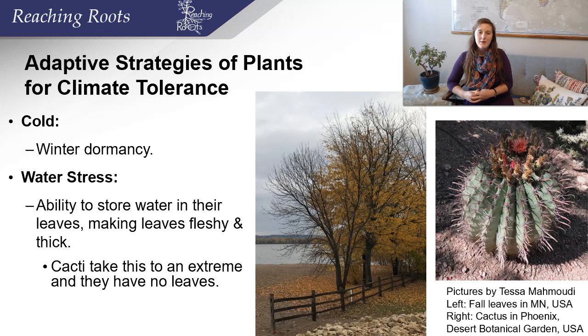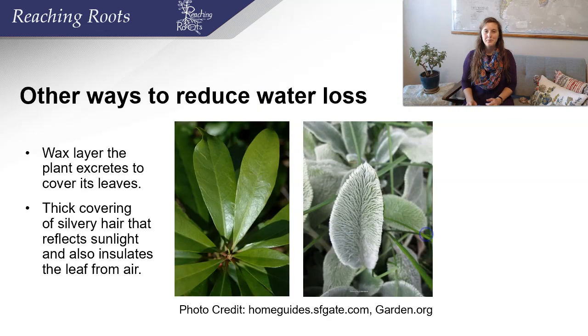Another example of adaptive strategies is water stress tolerance. The ability to store water in some plants is called succulence. That stored water makes the leaves fleshy and thick. Think of succulent plants and also cacti. This makes water conservation and allows the plant to go for longer periods of time without being watered. Cactus can also take this to an extreme, and they do not have any leaves, only modified leaves, which are the spines. This makes them very drought tolerant.